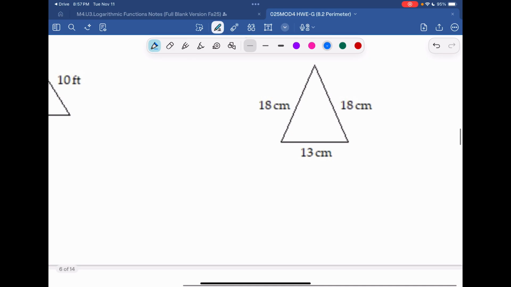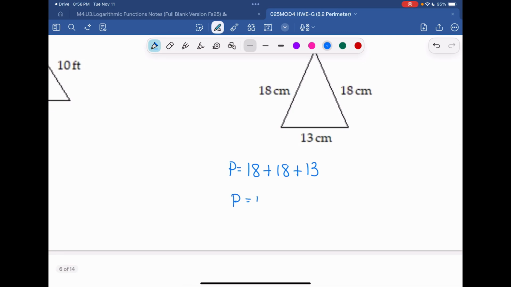Same thing here. We've got a triangle. We do have two sides that are the same, but we're still going to just simply add up all three of those sides. And so we get a perimeter of 49 centimeters.